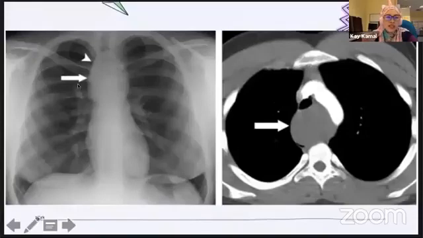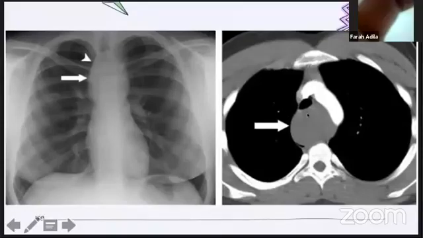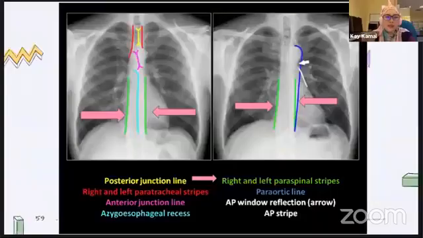So like in this case, the posterior junction line is obliterated. There's a mass over there. Do you see that? And it's a well demarcated outline. And then when you see the CT scan, it is confirmed to be in the posterior mediastinal location. In this case, this is a bronchogenic cyst as well.